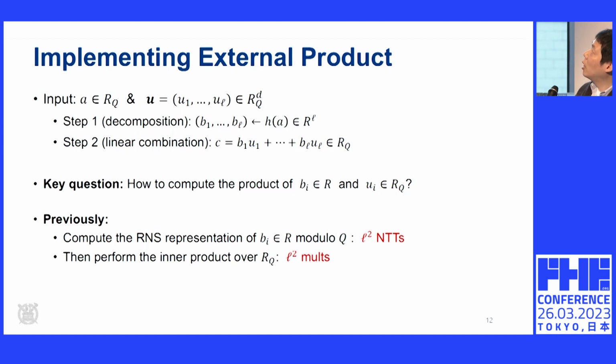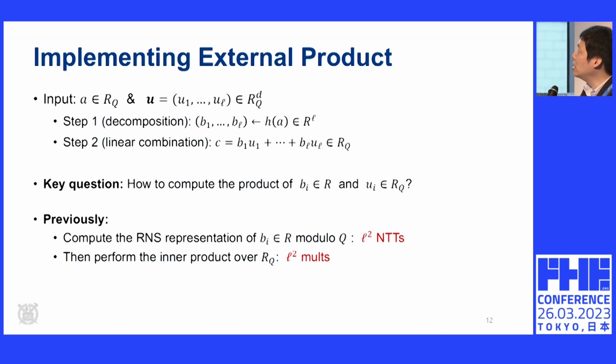First we decompose A into this one, and we need to compute this one. But this product is a product between some element bi in the ring of integers R and another polynomial ui with this modulus Q. So how can we compute this product of different polynomials in different spaces? Currently we are computing the RNS representation of bi modulo Q. So basically we are converting bi from R to R mod Q by computing its RNS representation.